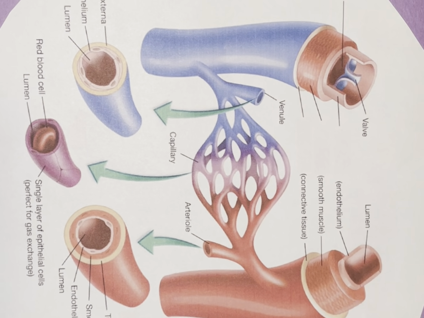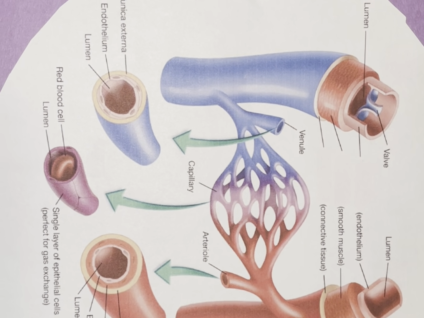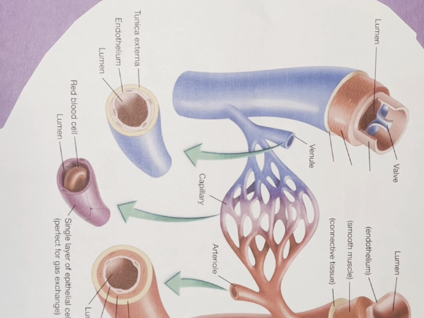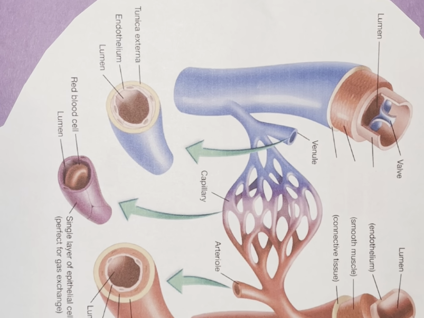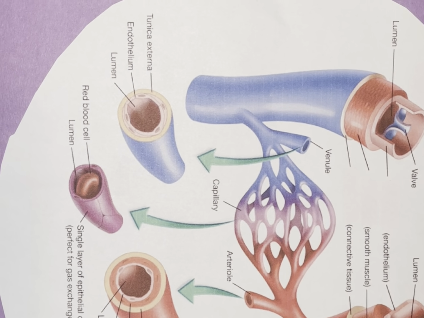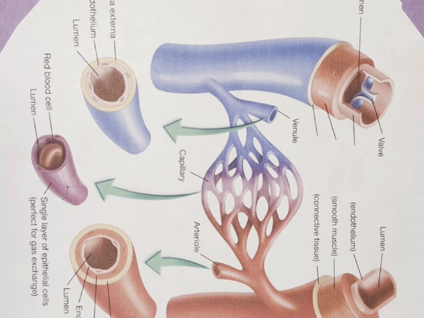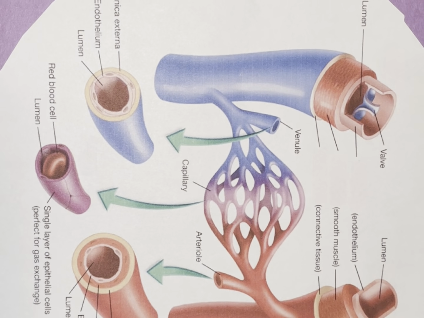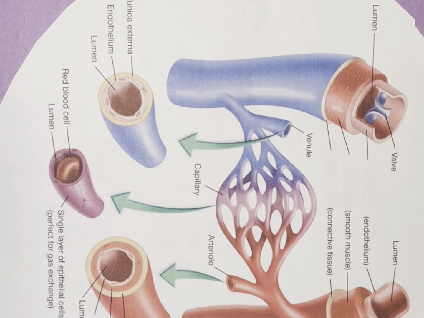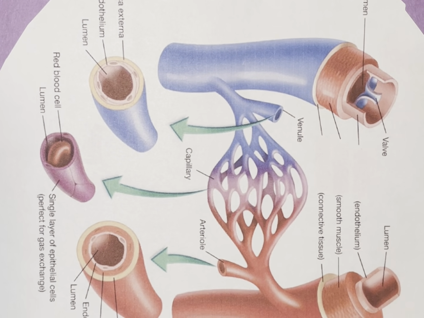Here's a picture of our capillaries. Capillaries are a bridge between veins and arteries. They are a single layer of epithelial tissue. They're the smallest, but the most numerous throughout our body. The primary function is to exchange materials between blood and tissue cells.